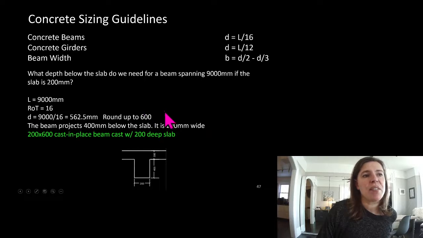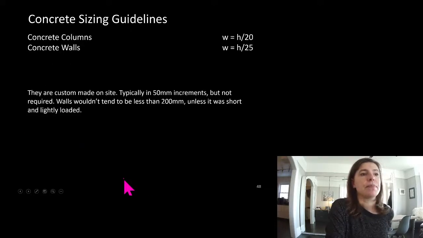So 600 divided by 3, I'm going to get 200. So this beam projects 400 millimeters below the slab and is 200 millimeters wide. Or a 200 by 600 cast in place beam cast with the 200 deep slab. So there's our 200 deep slab. There's our 200 by 600 concrete beam, but with only 400 millimeters projecting out below it.